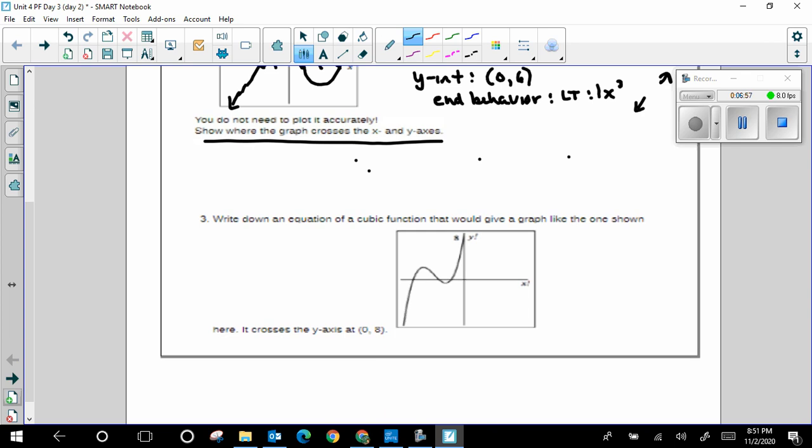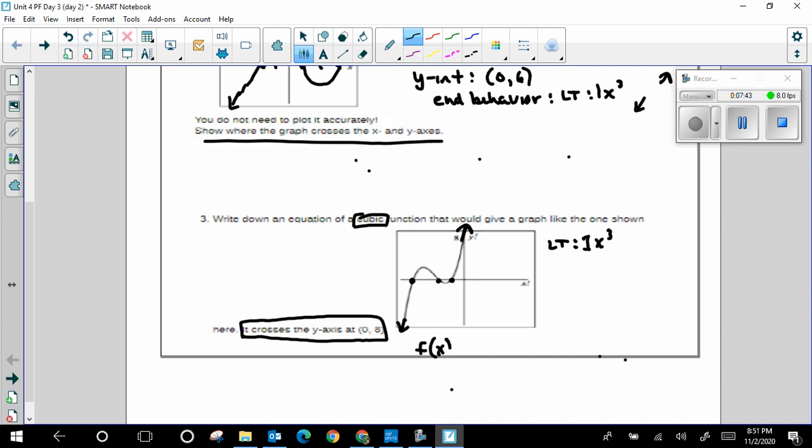So now here's a little twist on this one. It says now we're going to write down an equation of a cubic function, so it has to be a third degree. That would give a graph that looks like the one below. And it says, note, it crosses the y-axis at 0, 8. So I have to make sure that that point is on the graph. So if I look at this, I've got 3 negative zeros. And I have end behavior that's up on the right, down on the left, which means my lead term, this is a cubic function, it has to be positive. So I'm just going to keep it a 1, which is going to make it easy.